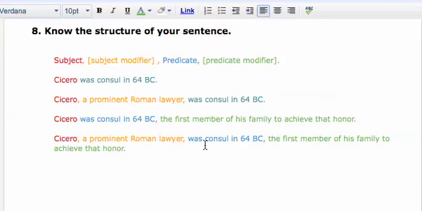And so that we don't have too many commas, we might consider changing this to a colon to change up our punctuation a little bit, and it's still correct. But notice that out of this basic structure of subject, predicate, and subject modifier and predicate modifier, we got 1, 2, 3, 4 different kinds of sentences. And that makes us powerful writers.